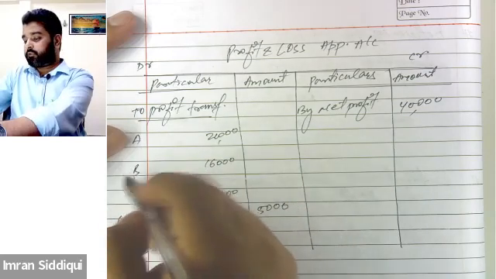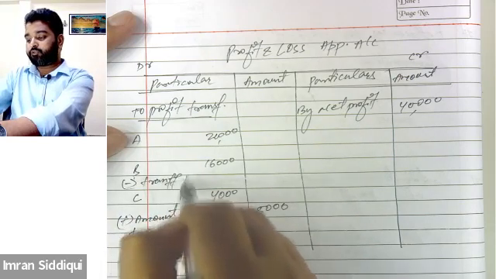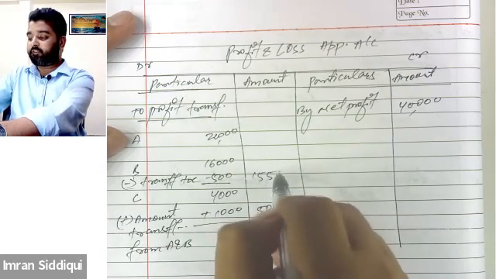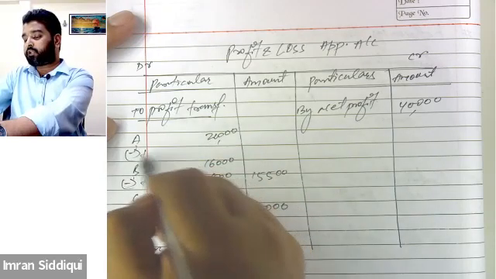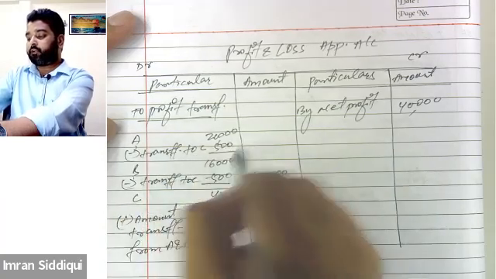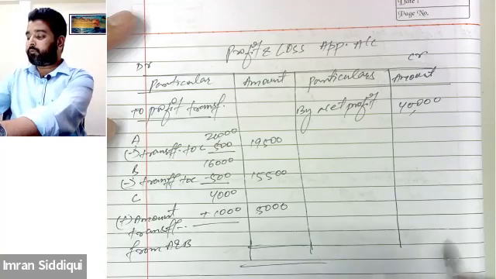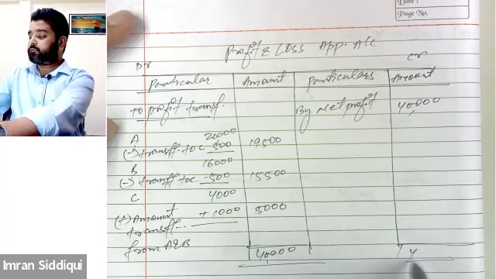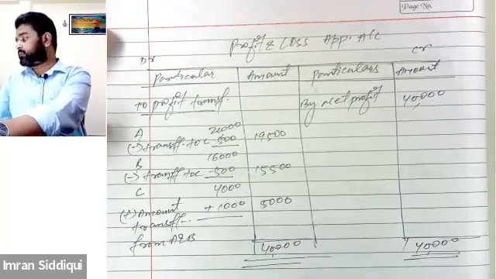Similarly, we will subtract from B's capital account the amount transferred to C, which is 500. The remaining 15,500 will be written in the final column. Similarly, we will subtract from A's capital account the 500 transferred to C. The remaining amount 19,500 will be written here, and then we will close the debit and credit side of the P&L appropriation account, writing 40,000 on the debit side and 40,000 on the credit side. This is how we will prepare the P&L appropriation for this particular question.